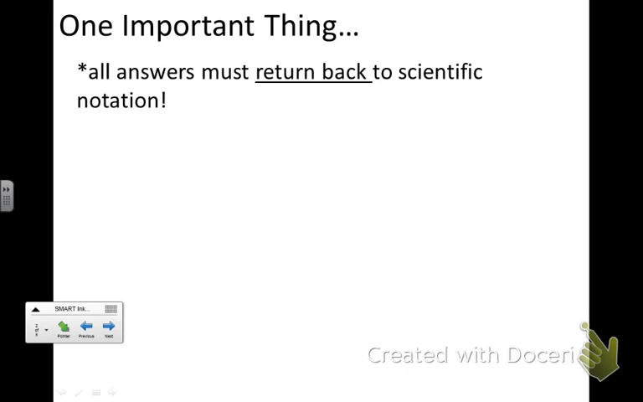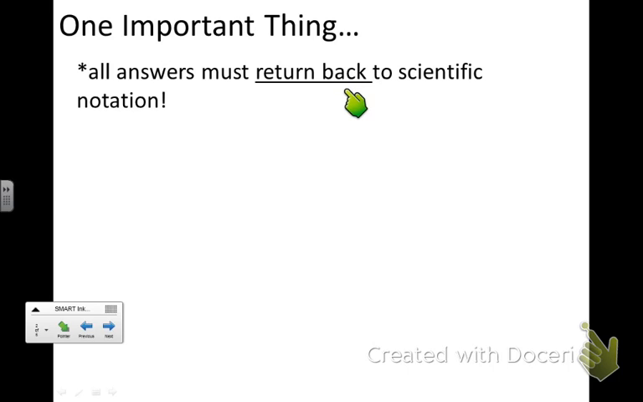In other words, throughout the process of working these problems, you may not have scientific notation at the end. You might change the problem in the way it looks. You might have to put the decimal somewhere else. But at the final step, you got to put it back into scientific notation. If you do not put it back into scientific notation, you are wrong.